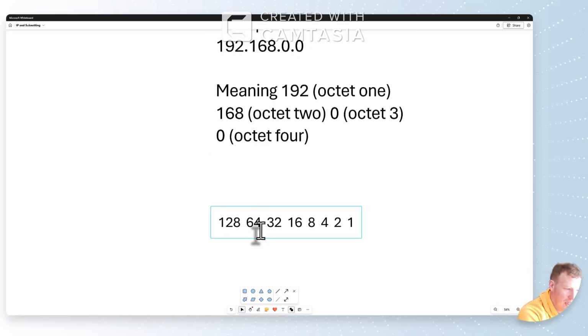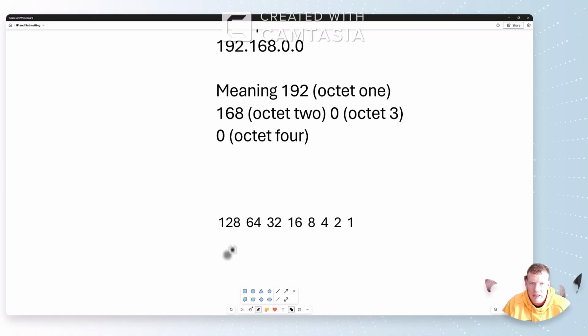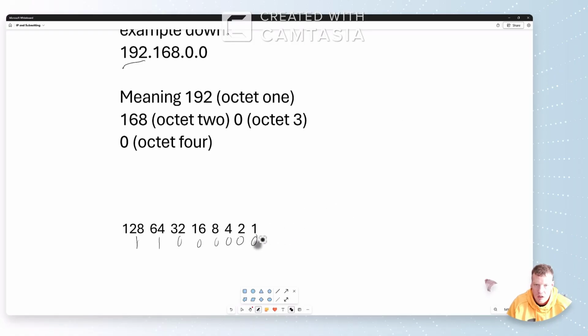Let me grab my tablet real quick. Okay, so let's start with the 192. We are going to add, you just count. So 128, does that equal 192? No. So we'll add a 1 here. You have 128. 128 plus 64, does that equal 192? Yes. So I'm going to add a 1 here because that equals the number we're looking for. Once we have the number we're looking for, we're going to use zeros for the rest of it. This equals 192. That's our first octet.